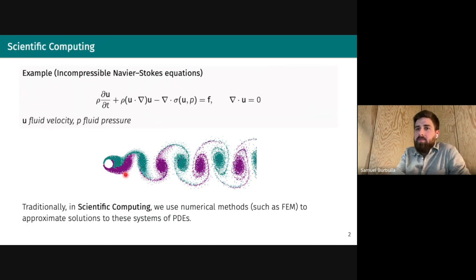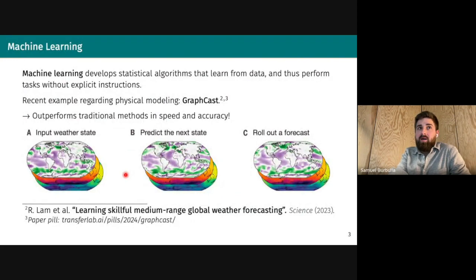But in recent years, machine learning became much more prominent, and also with a purpose to such applications. And as probably most of you know, machine learning develops statistical algorithms that learn from data. And thus it is able to perform tasks without explicit instructions. So a recent example regarding physical modeling is GraphCast. It's a graph neural network developed by Google DeepMind, which was trained on decades of historical weather data to predict future weather, so for weather forecasting.